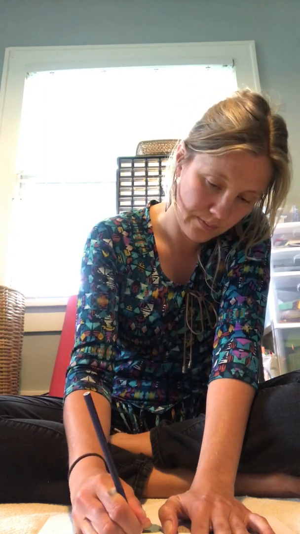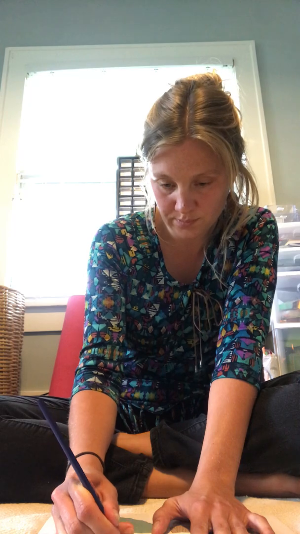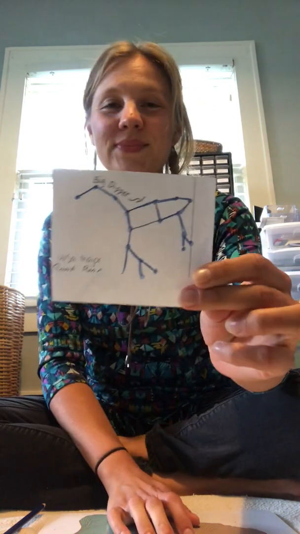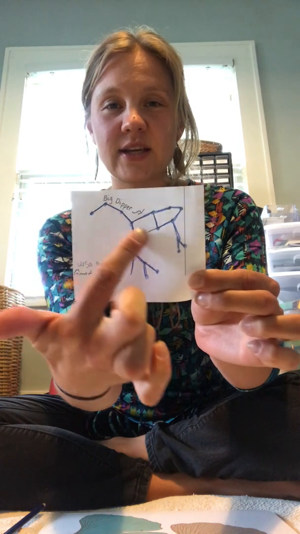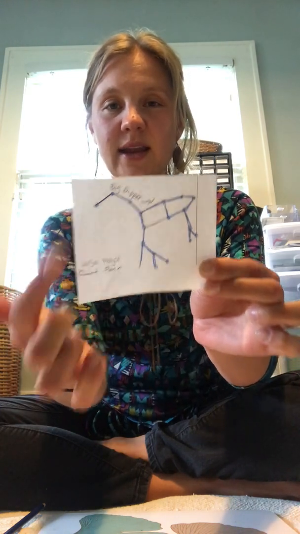So let's go ahead and draw and trace our own Ursa Major. All right, our Ursa Major, our Great Bear, with the Big Dipper constellation making a part of the body and the neck and the head of the bear.